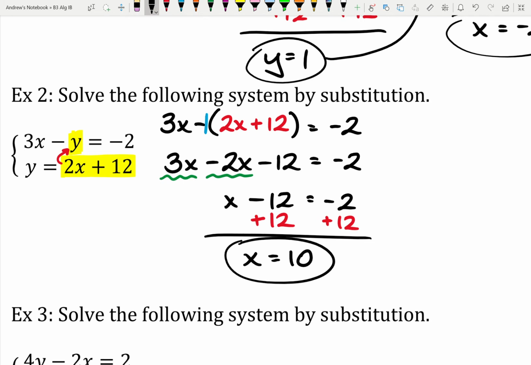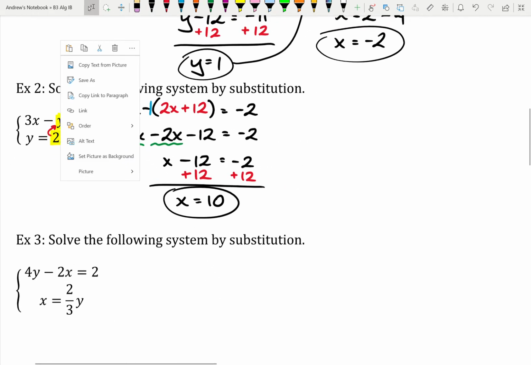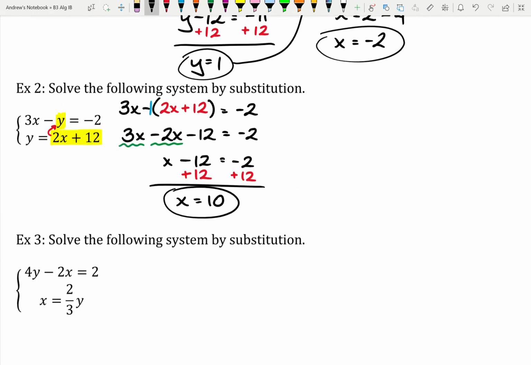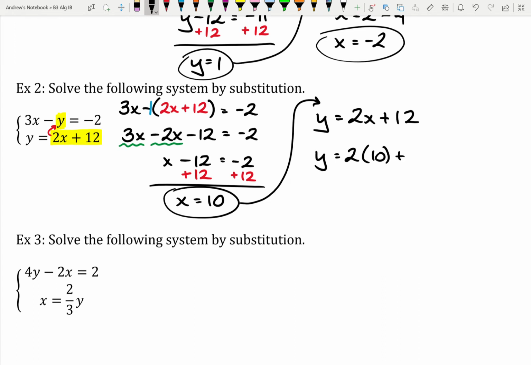But wait, there's more. What we're going to need to do here is take that x equals 10, smush it over to the side, and plug it into one of those original equations. I'm thinking that the second one, y equals 2x plus 12, is going to be the easier one. So all I'm going to do is plug that 10 in for x. So this is going to be 20 plus 12. That's going to mean that y is equal to 32.